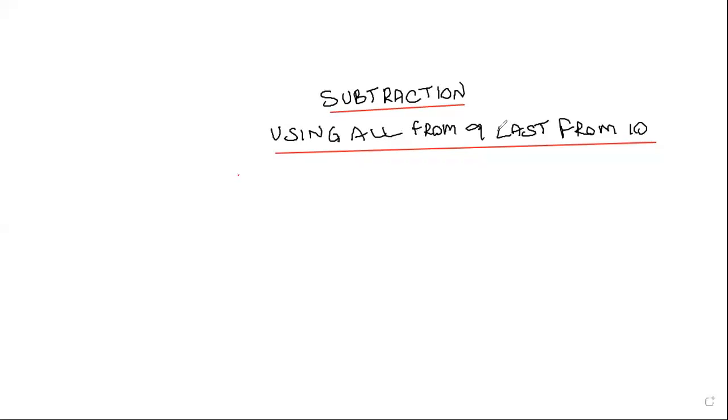Subtraction using all from 9 and loss from 10. When we have to subtract a number from multiples of 10 or powers of 10, we can use this all from 9, loss from 10 method. It is very easy. We do not need to borrow at all. If you are subtracting a number from multiples of 10 or powers of 10.